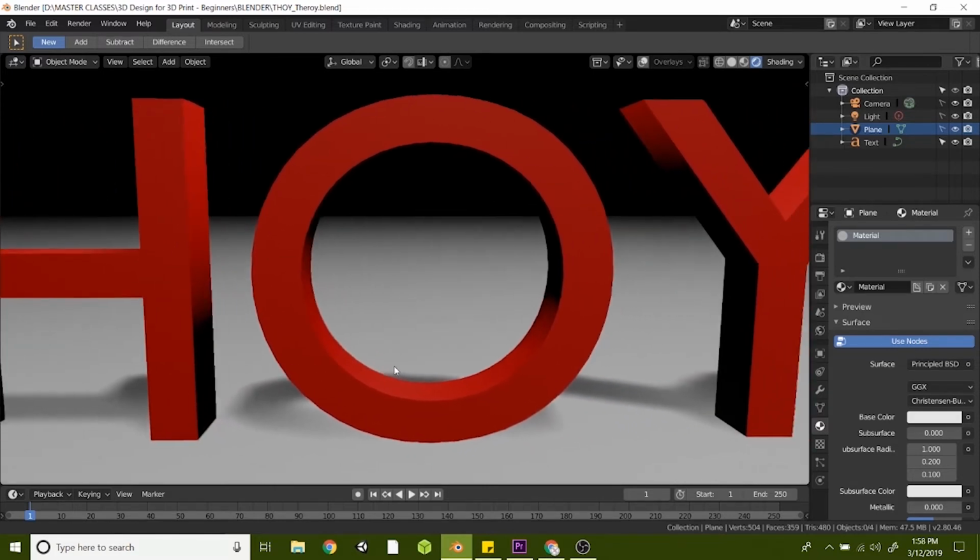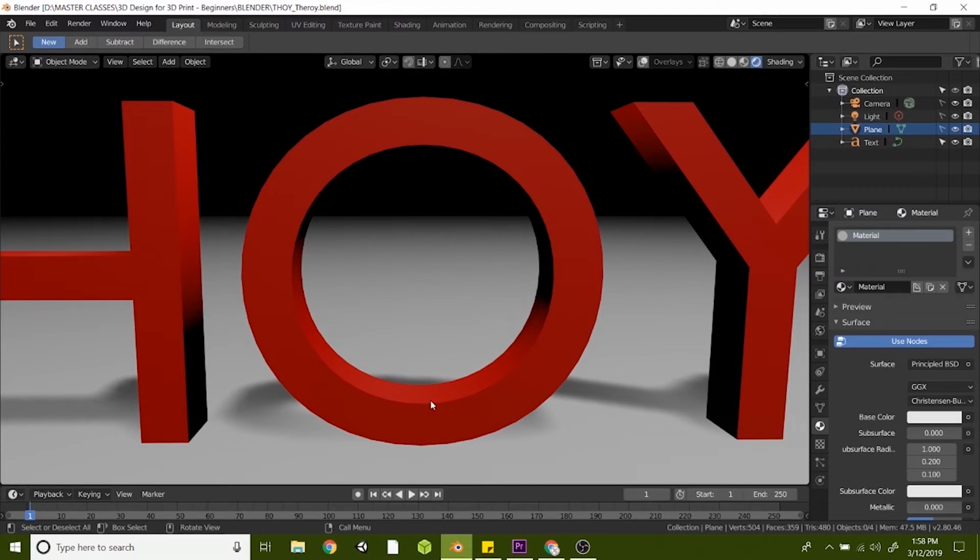Next is the O, and this is just to represent curved arches. So circular patterns and spheres can be easily 3D printed, and they are strong and bold.